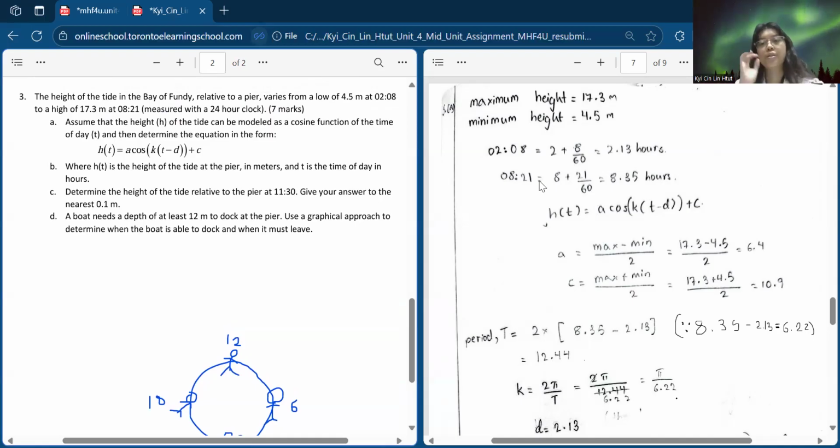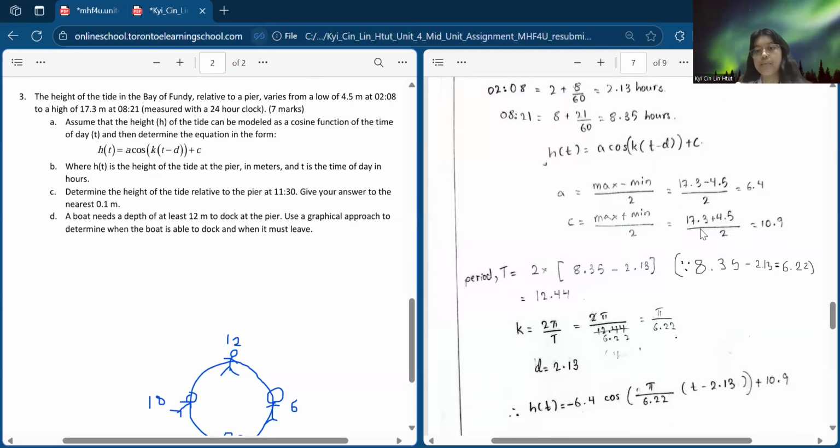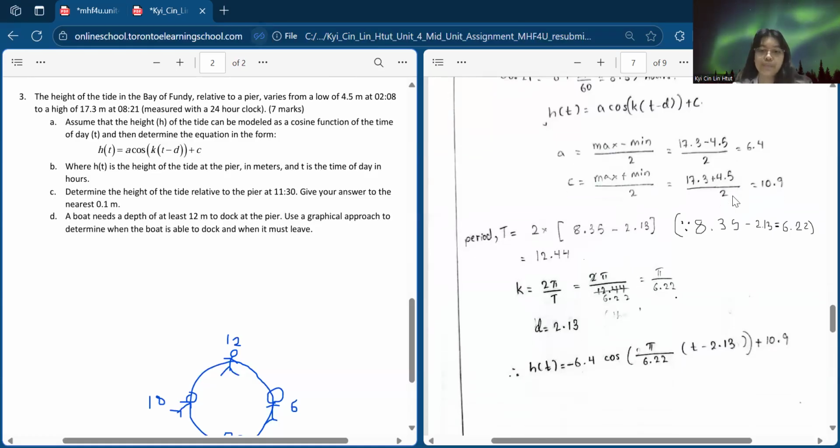Because I want to make it easier when I calculate them, I make sure that all of the units are consistent, which is why I chose this. I turn this into hours, so it's 2 plus 8 by 60. The reason why I do 8 by 60 is because 8 is minutes. In order to turn the minutes into hours, I have to divide by 60 because there are 60 minutes in 1 hour. From the maximum and the minimum, we get A and C and their respective values.